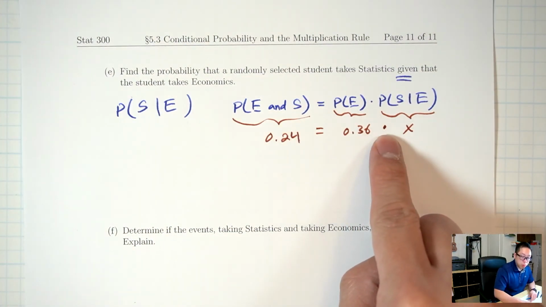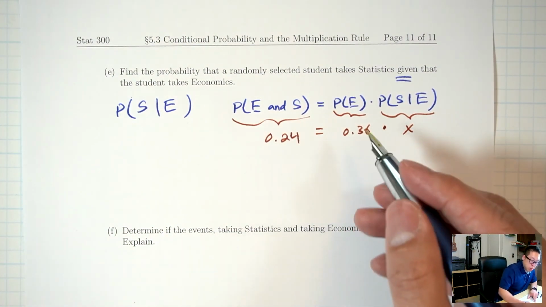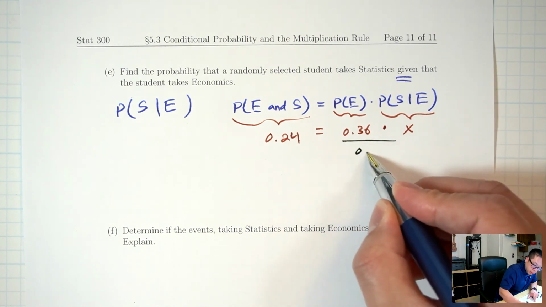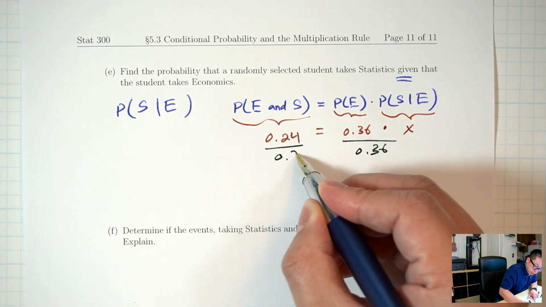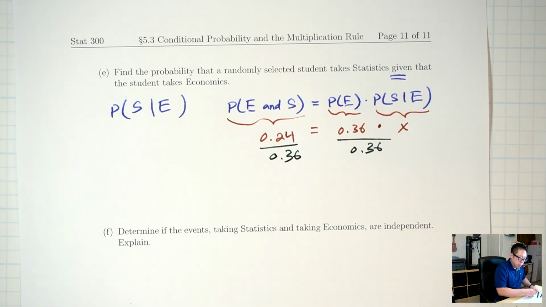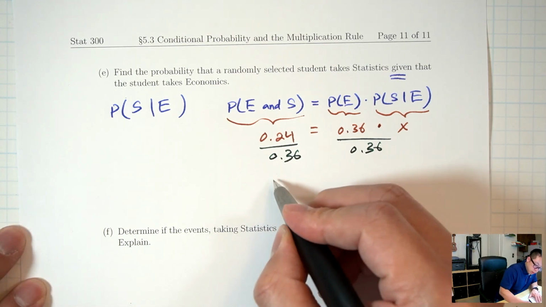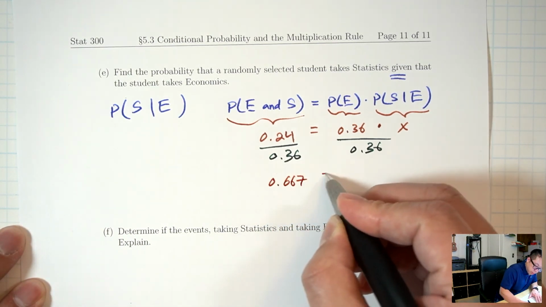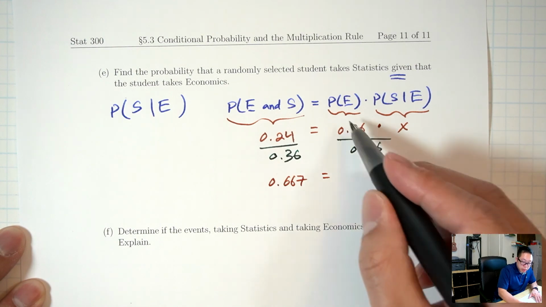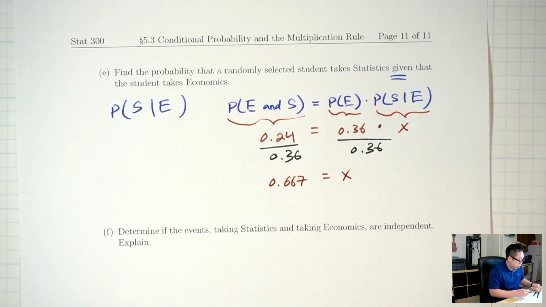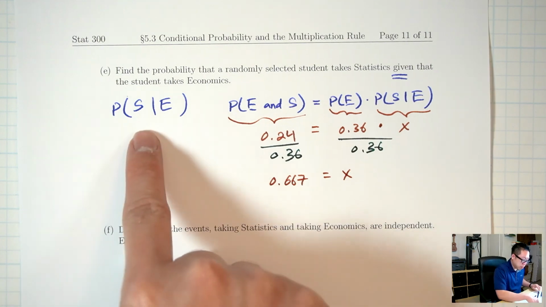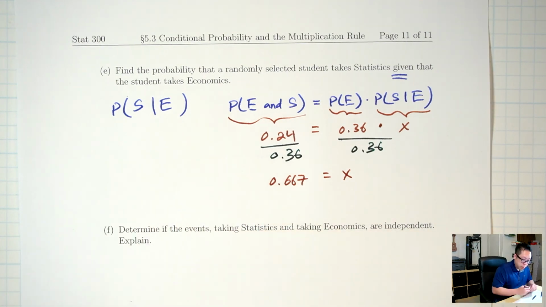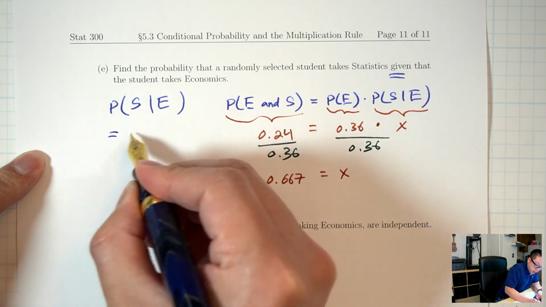Right now, there's a multiplication there, so to get rid of that 0.36, you're going to do the opposite, which is divide by 0.36. Okay, left side, 0.24 divided by 0.36. And then round it to 3 decimal places, that's 0.667. Right side, 0.36 cancels out, and you have just an X, and you're done. So what we're looking for was this probability of S given E, and we found that it was 0.667.